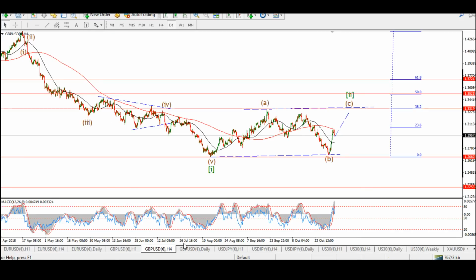But let's get to the 4-hour chart and Dollar Yen. You can see that the spike higher is mostly impulsive, and it's hard to count that as a corrective pattern to the upside.